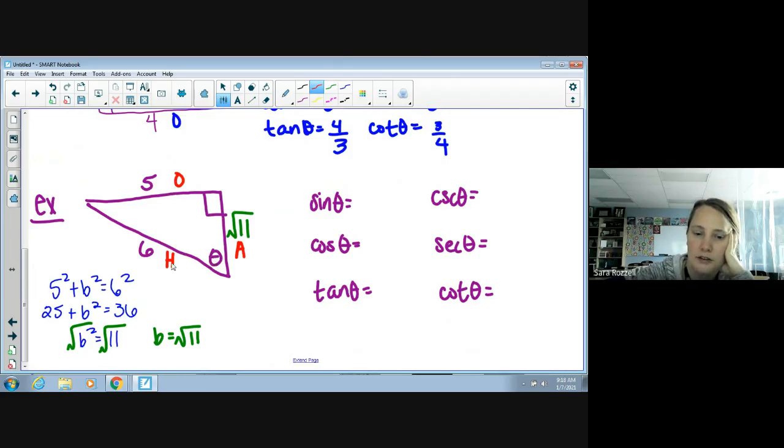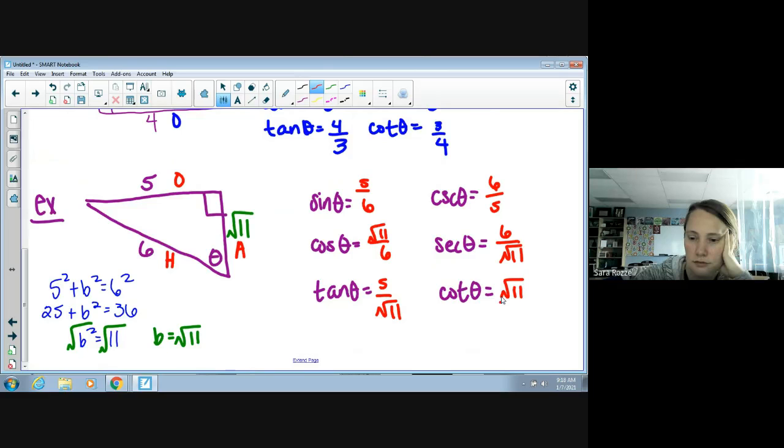Sine is opposite over hypotenuse, 5 over 6. You can go ahead and do cosecant at the same time if you want. Cosine is square root of 11 over 6. So this would be 6 over square root of 11. Tangent is opposite over adjacent. Thumbs up if you're okay with the number placing in the spots.